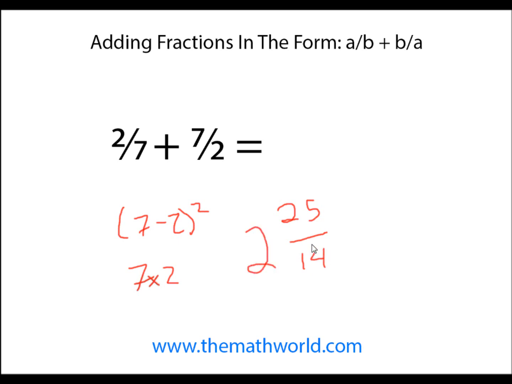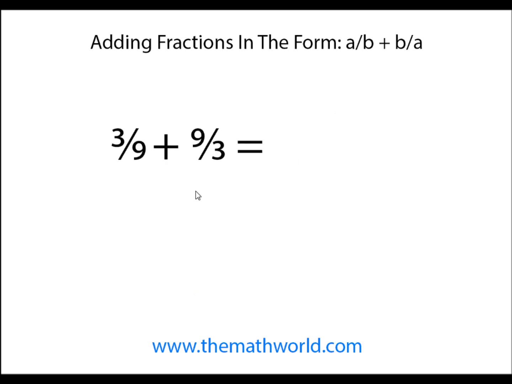Now this is an improper fraction, so we can clean it up a little bit. This actually equates to 3 and 11/14. After we just divide 14 into 25, that gives us an extra one, and we have 11 left over, so 3 and 11/14. So our answer, 2/7 plus 7/2, is 3 and 11/14.